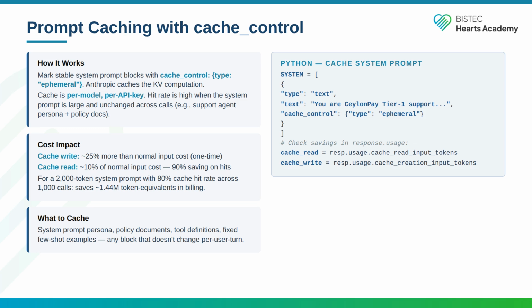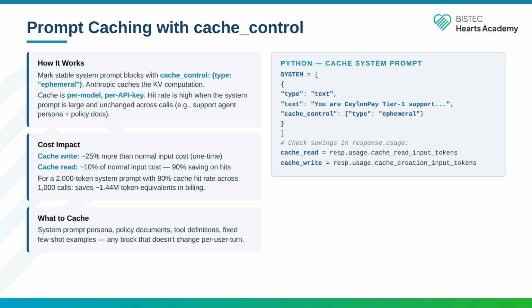What should you cache? The system prompt persona, policy documents, tool definitions, and any fixed few-shot examples that don't change between calls. What you should not cache: per-user context, dynamic conversation history, or anything that varies between individual API calls.